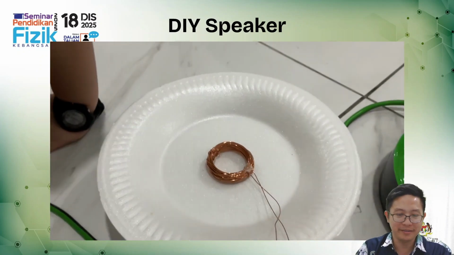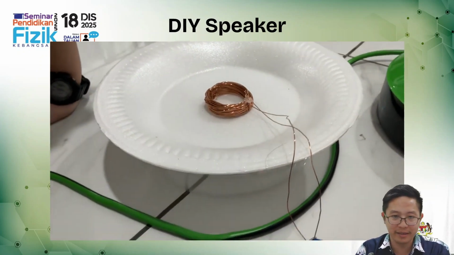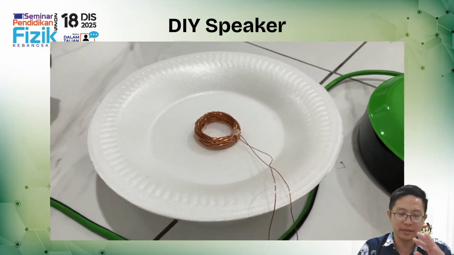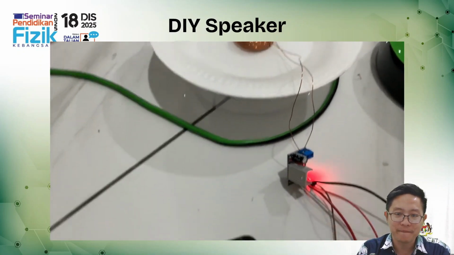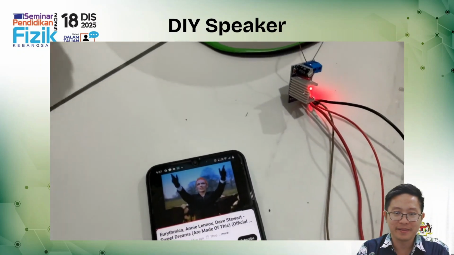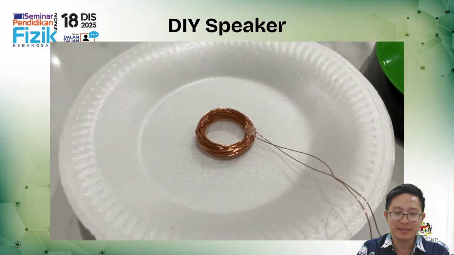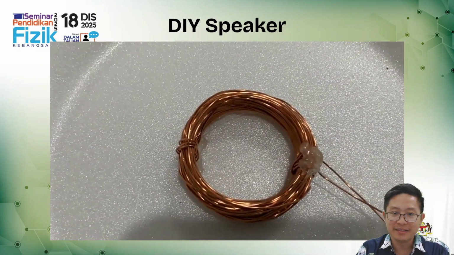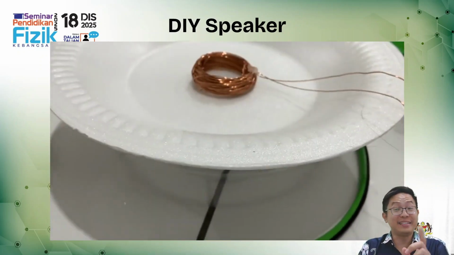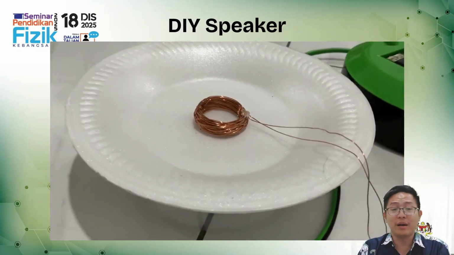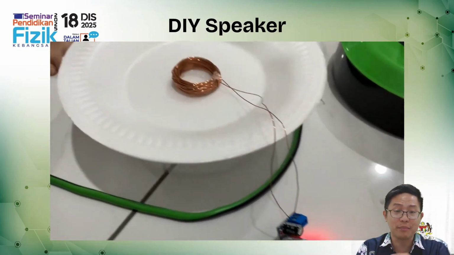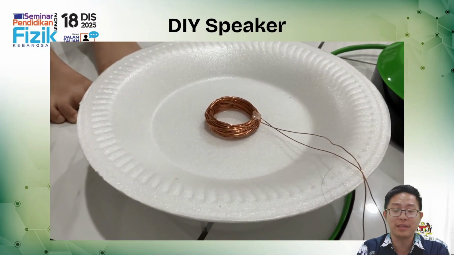See? Copper coil. Underneath is the magnet. This is a waste container as a vibrating diaphragm. The music comes from the waste container, not the phone. It comes from the DIY speaker.